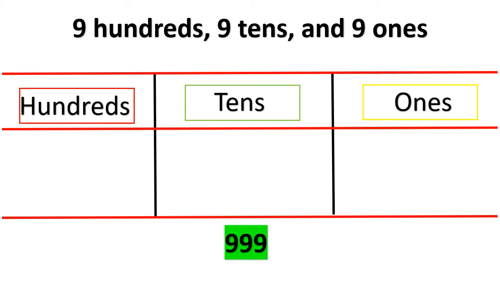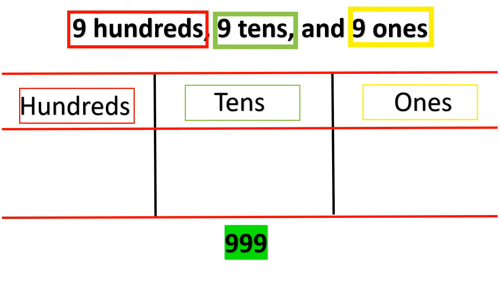How many ones are in the number 999? Great. 9 ones are in the number 999. How many tens are in the number 999? Correct. 9 tens. And how many hundreds are there in the number 999? Great job. 9 hundreds. 9 hundreds, 9 tens, and 9 ones.